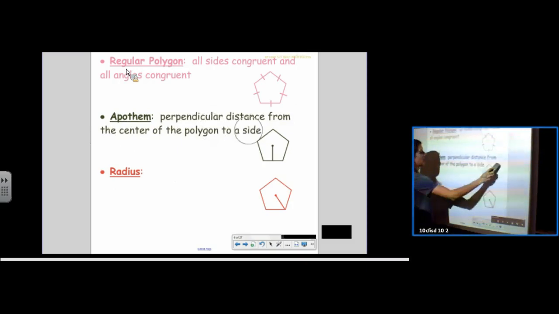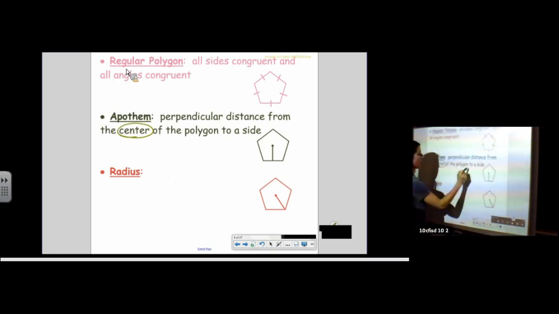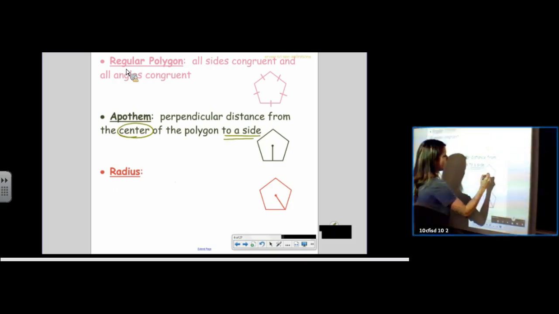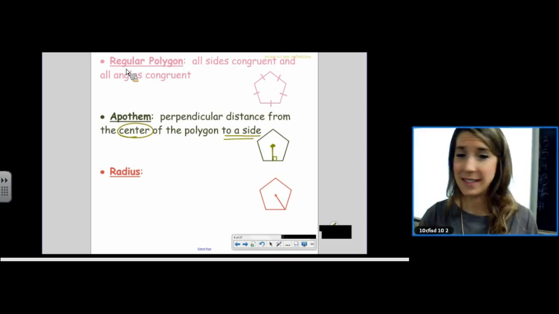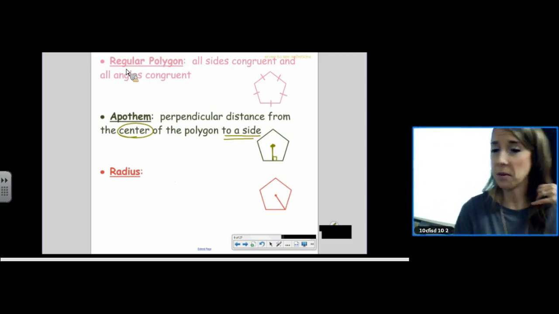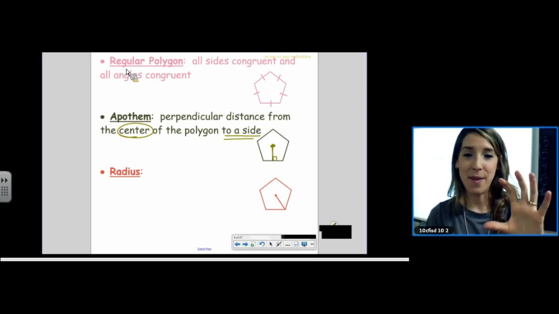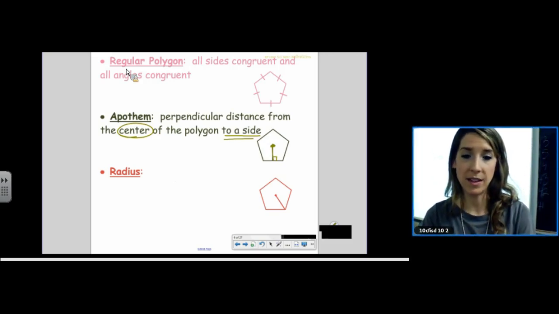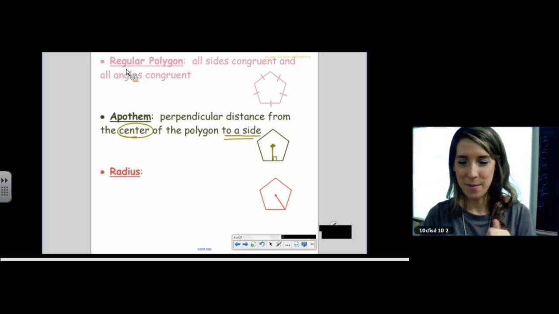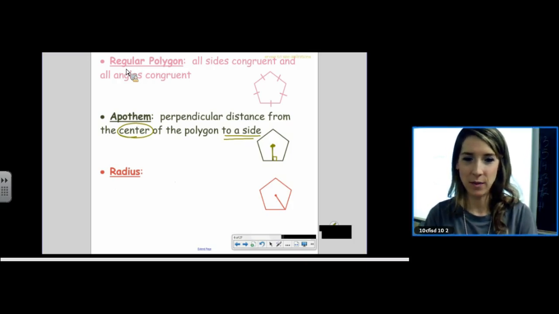An apothem is the perpendicular distance from the center of the polygon to a side. From the center to a side, and it hits the side at a 90-degree angle. Kind of like an altitude, but it's not an altitude. But they both start with an A. So an apothem, center to side, and it has to be perpendicular to the side. I'll give you a minute to write that down and draw that picture.